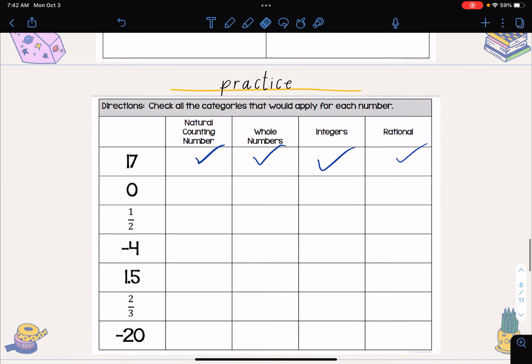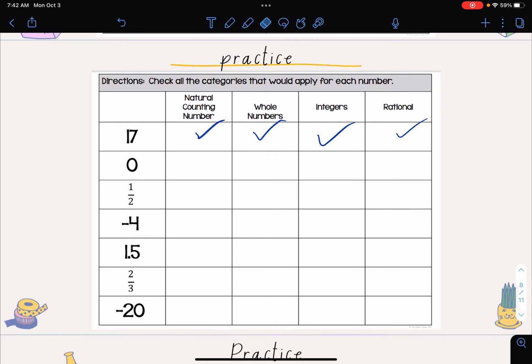So go ahead and finish off. I know my class is going to be doing this handout, so you're going to go through and check or mark an X on the boxes that you think the number pertains to. Like now you would do 0. Would 0 be a natural counting number? No. Would it be a whole number? Yes. And so then you continue going on with the rest.